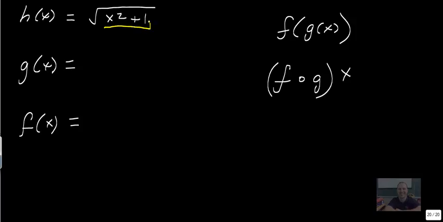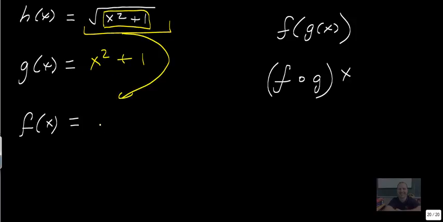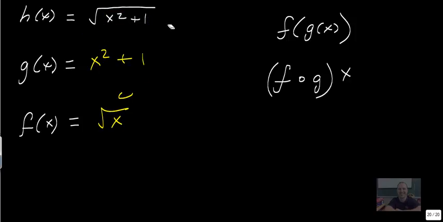The inside function is inside something else. So g of x, which is the inside function, is x squared plus 1. F of x, the larger function here, is root x. It may help if you think of it this way. These are my two functions. You put g inside of f, and you get root x squared plus 1. So it all works together.